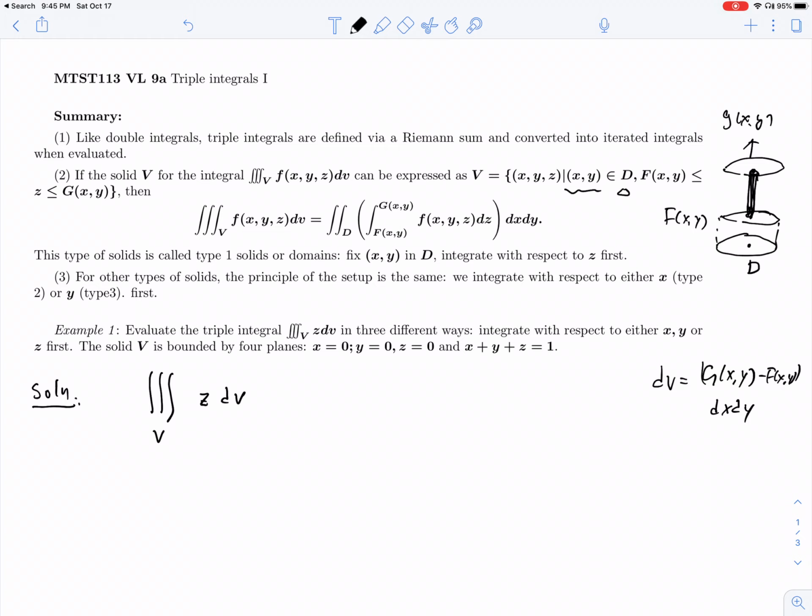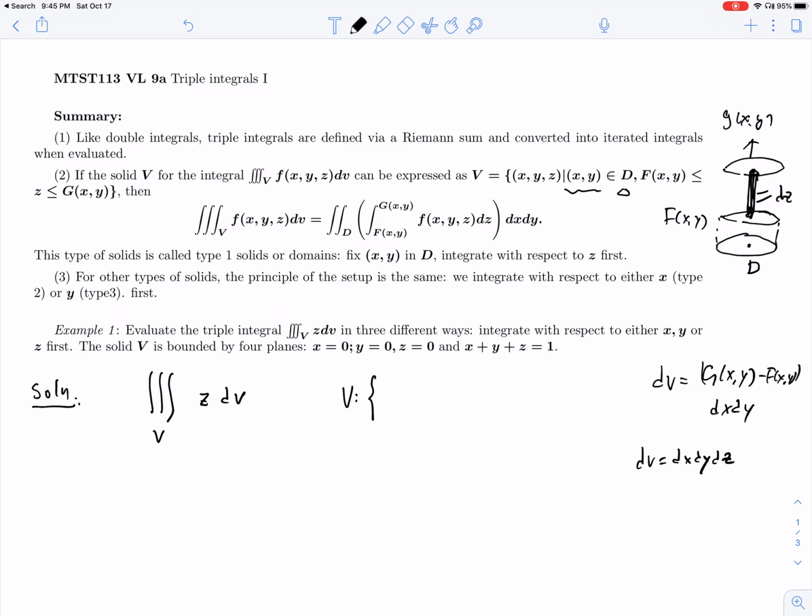Okay, so we use dv. dv simply means dx, dy, and dz. So dz over here is like that, and z is between these two. Now let's look at this domain V over here. A lot of times we have to identify D by ourselves.